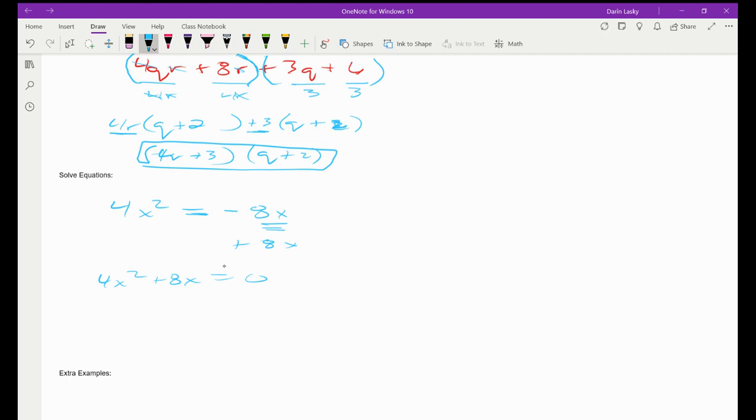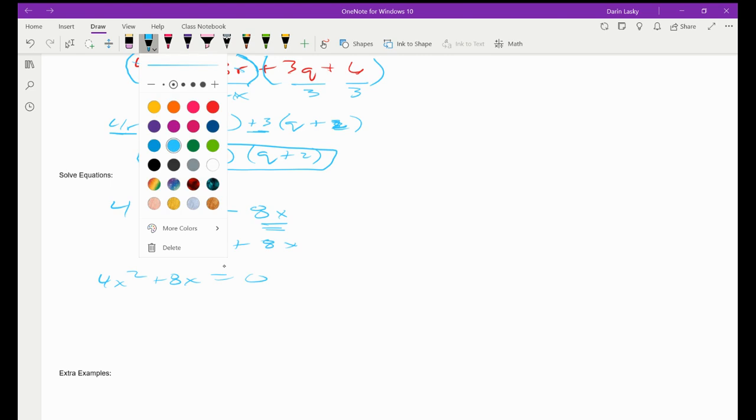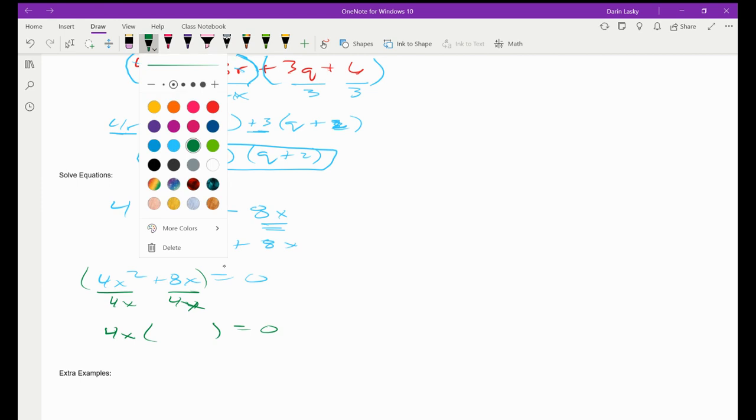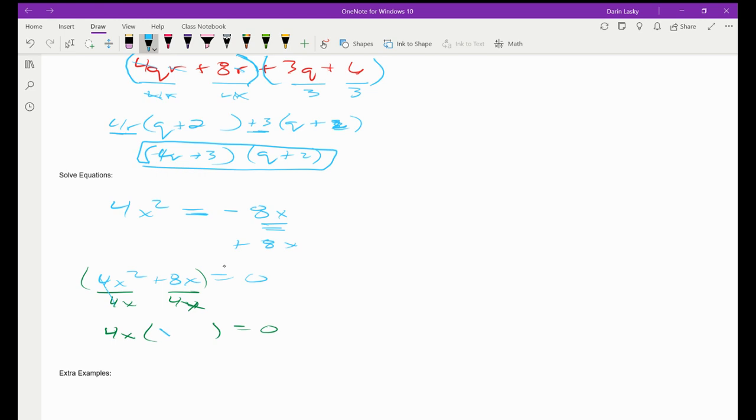And so then I need to, what can I divide out of both? So I'm going to go ahead and change colors like I normally do. I'm going to divide by a 4x and a 4x. When I do that, I put my 4x out front, and then whatever's left on the inside is my other factor. Those cancel, and I'm left with x on the inside, and 8 divided by 4 is positive 2, and the x's cancel. So I'm left with this equation right here.